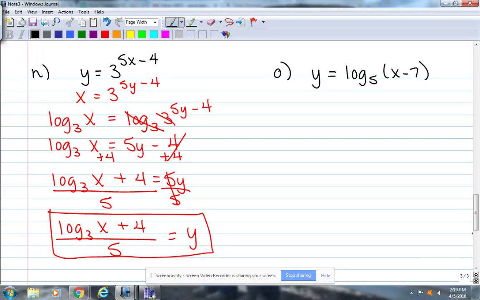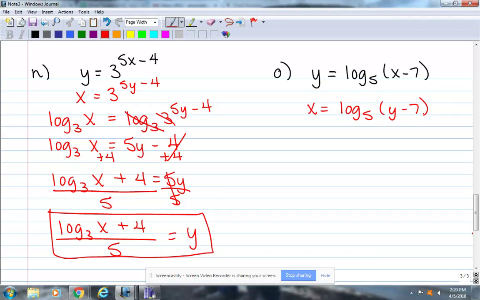Now this is backwards. A while ago they were putting our variables in an exponent. Now we're doing logarithms. So first, what do I need to do if I'm finding the inverse? Swap your x and y. First thing you do is rewrite it: x equals log base 5 of (y minus 7). Well, I can't do anything with y because it's stuck in a logarithm.